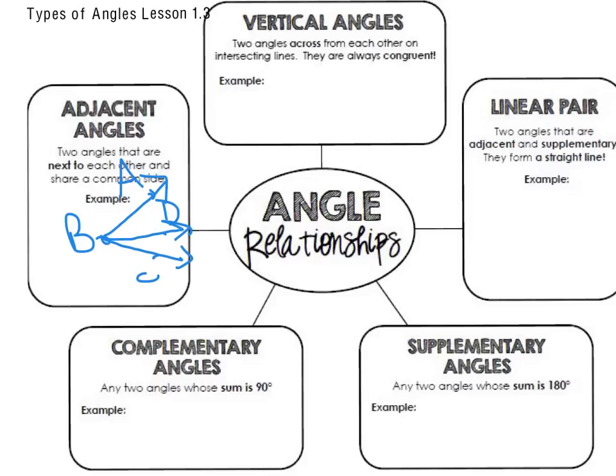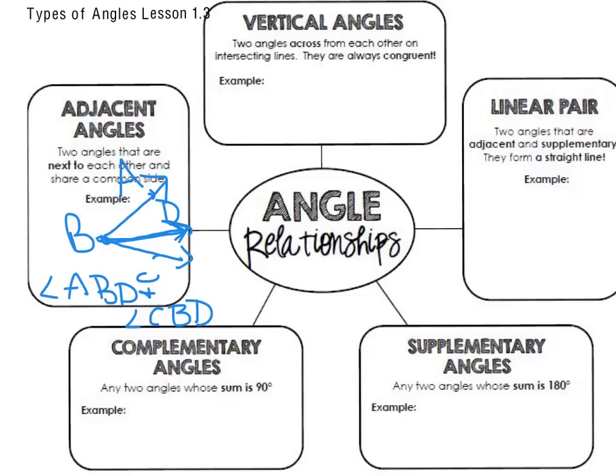angle ABD, and then I look at angle CBD, do they share a side? Yeah. What side do they share? What's that side called? BD. Good. So our two adjacent angles are angle ABD and angle CBD. They share the ray, the side BD.